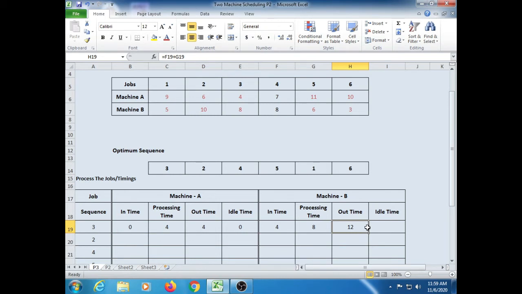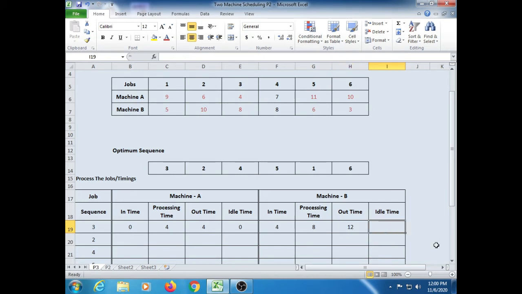Okay, so at the 12th hour the job will be completely performed on both machines. So this is the processing of the jobs and their timings. We have successfully processed a job on both machines. At the 12th hour we have completed the processing of one job.